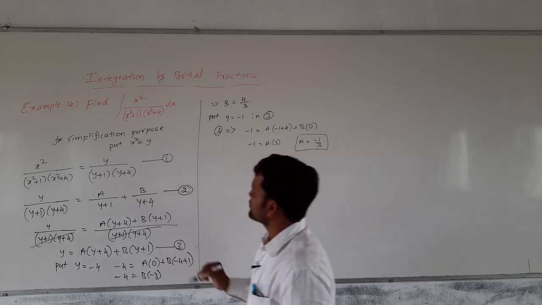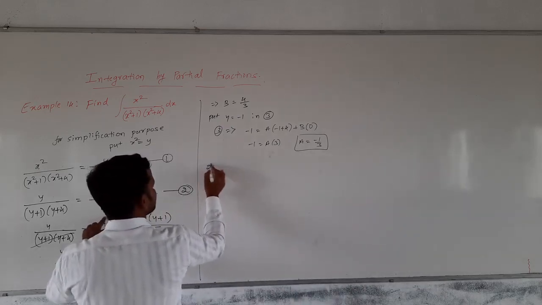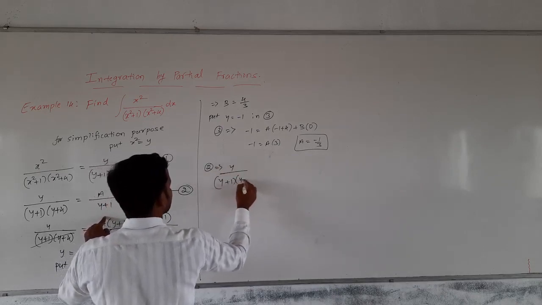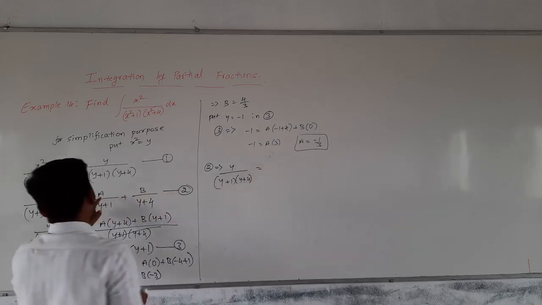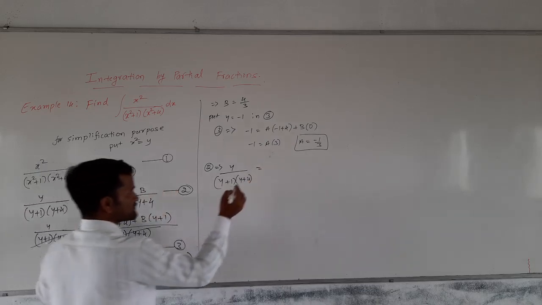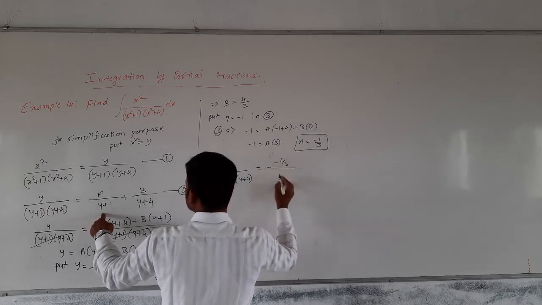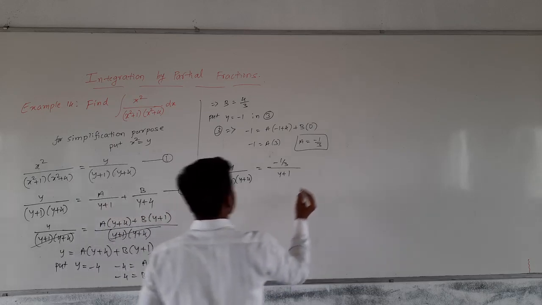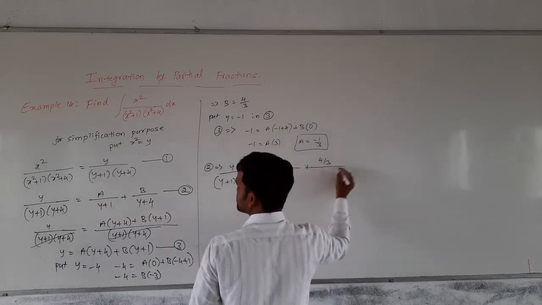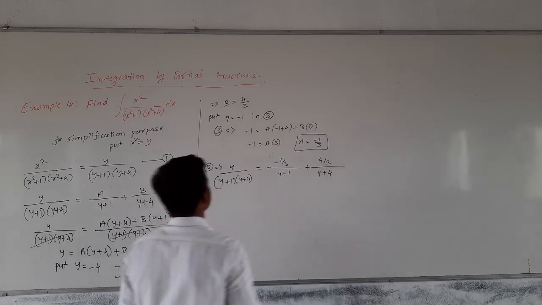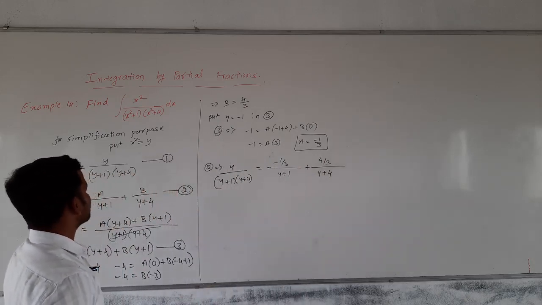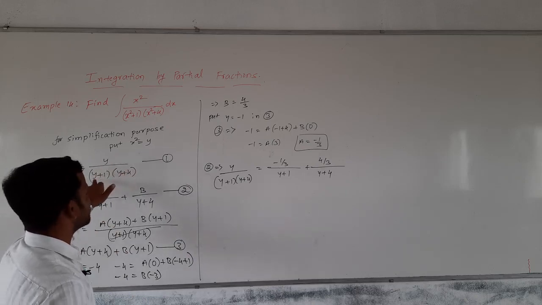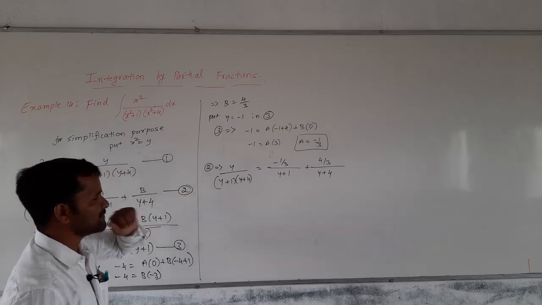Now, we can substitute in equation 2. Equation 2 implies y by y plus 1 into y plus 4 is equal to a by y plus 1, a is minus 1 by 3, so minus 1 by 3 by y plus 1, and b is 4 by 3, plus 4 by 3 by y plus 4. Okay. Then what happens to the equation 1? Equation 1, y by y plus 1 into y plus 4 is equal to, I am getting this one.